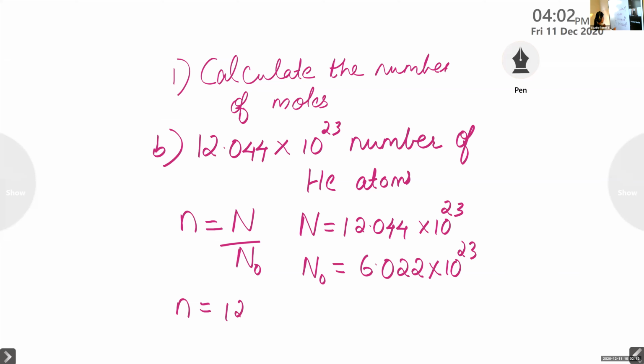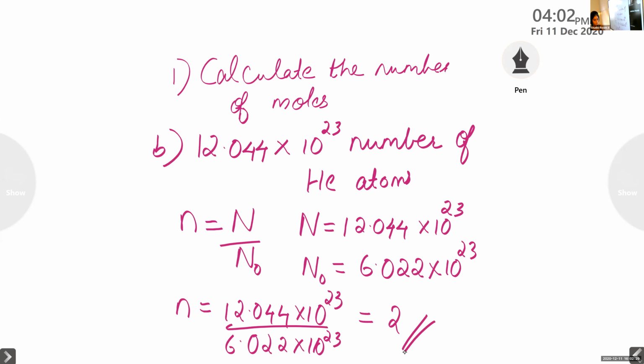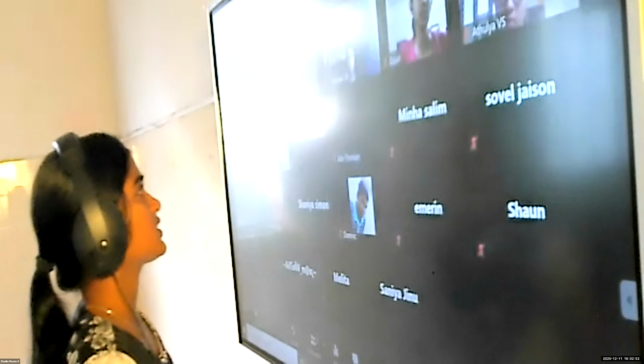Then we have to find the number of moles n. It is 12.044 into 10 raised to 23 divided by 6.022 into 10 raised to 23. And the answer is 2. Okay, 2 moles. Clear? Yes, ma'am. Any doubt? No, ma'am. Shall I move to the next question?